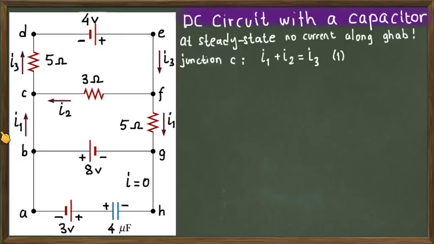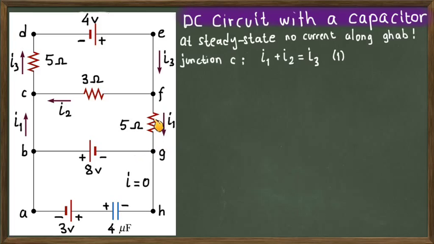So let's choose these currents. For junction C, I1 is coming and I2 is coming from this branch, and I3 is going out from the junction C. If you have chosen I1 for this branch, and if this part of the circuit is open circuit, meaning there is no current flowing, you can ignore this part. That means if you have chosen I1 in this direction on this part, then the same current I1 will flow in this direction on this branch between B and G.